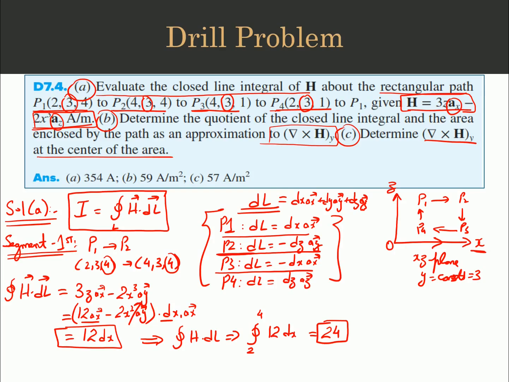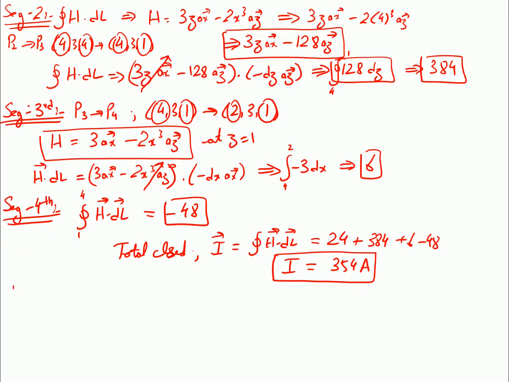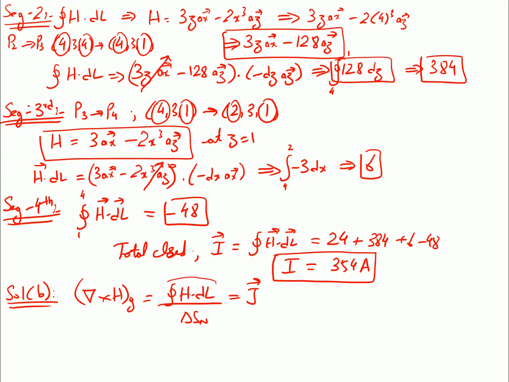So for the second part, solution to B, we know that the curl of H is basically equal to Ampere's law per unit surface area which is normal to it, and this can also be equal to the current density. So here we already have the current of 354. We just need to figure out what the normal surface area is.